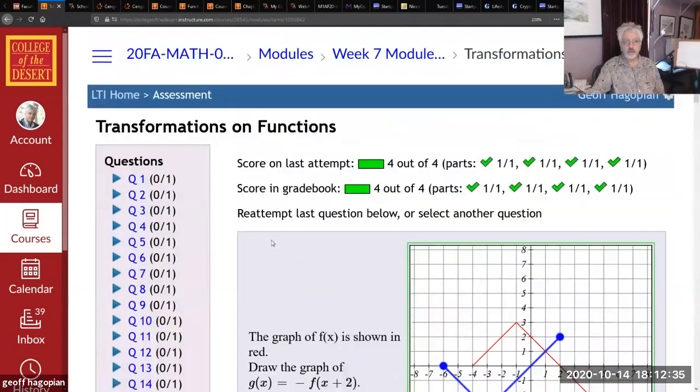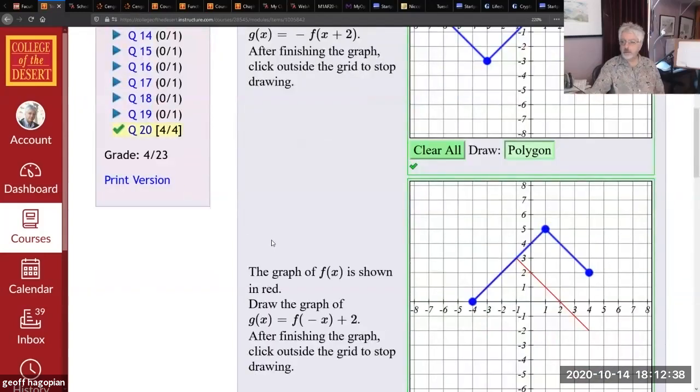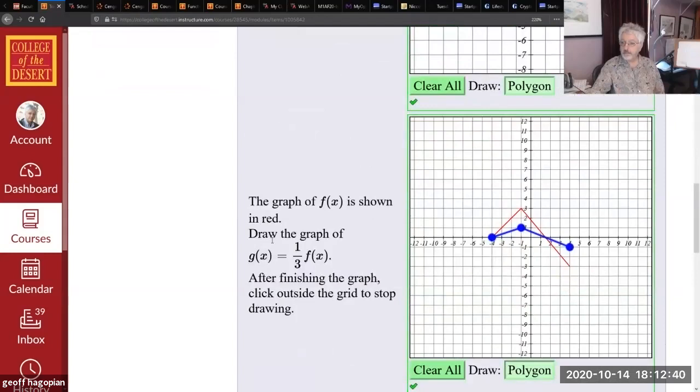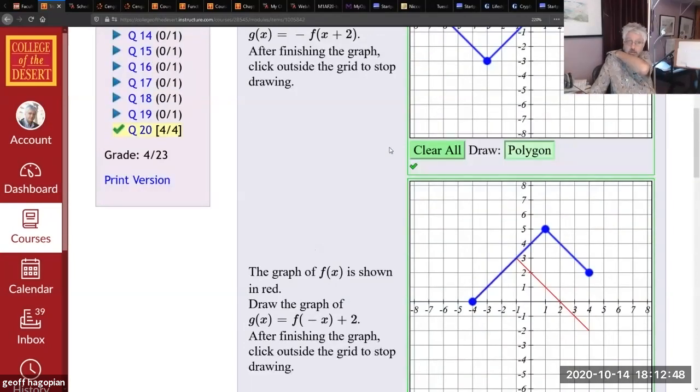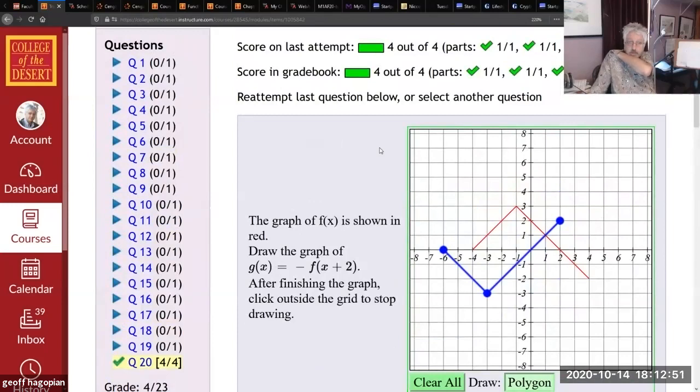Okay, all of them are good? Great. Any questions about that before we leave it? Any other questions? That's a good one, right? Yeah, you can expect some stuff like that on the exam probably, right?